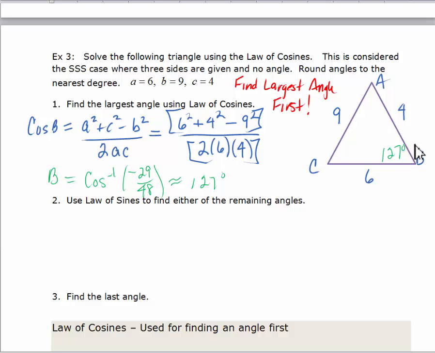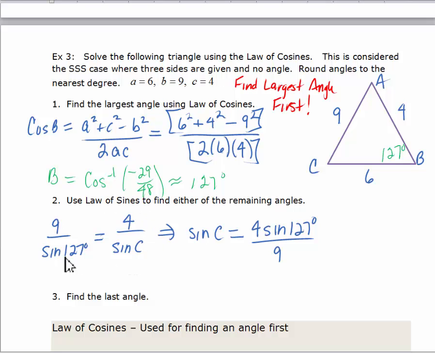Alright, so now our next job, we've got one angle. We already have the obtuse angle, so we don't have to worry about running into the ambiguous case. So you can use the law of sines to find either of the remaining angles and then find the last angle by subtracting from 180. So we'll set this up.